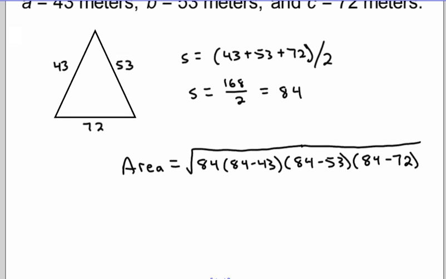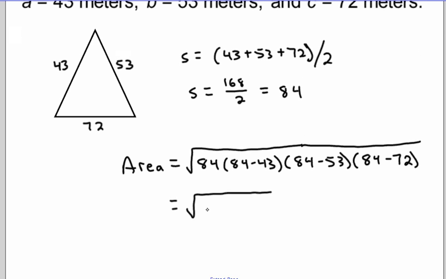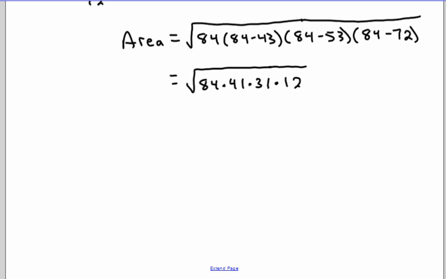Let's see how difficult this would be. Let's see if we could do this without a calculator. We get the square root of 84, and then times 84 minus 43 is 41, times 84 minus 53 is 31, 84 minus 72 is 12. Now this would be a pain to multiply out, but we could do some things here. Let's tackle this 12 for a minute. 12 is 4 times 3.